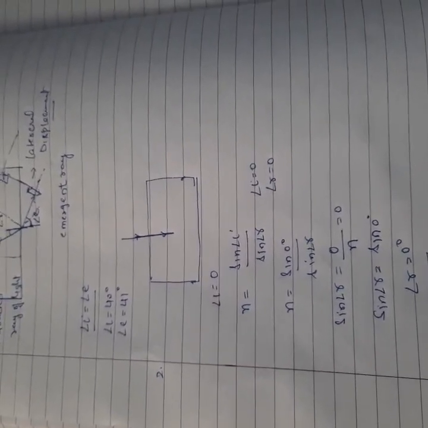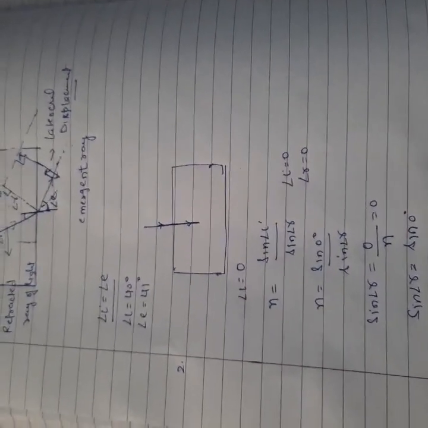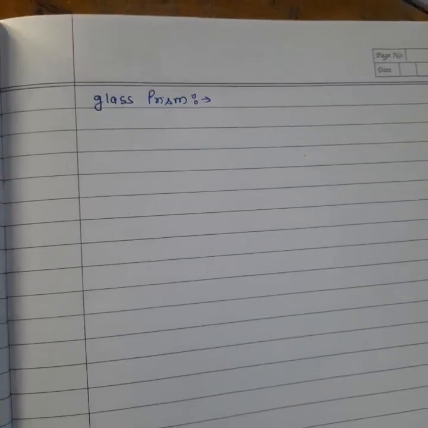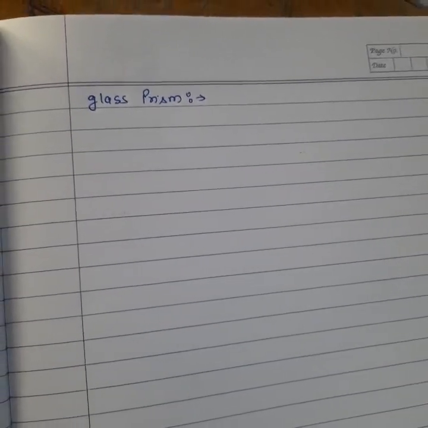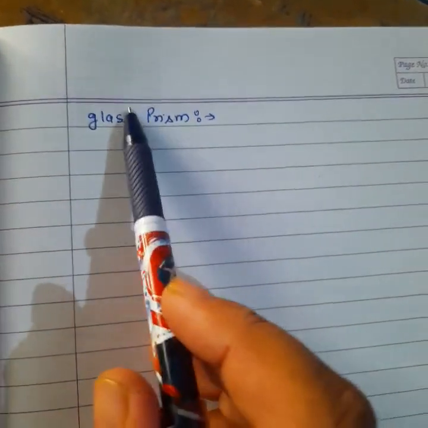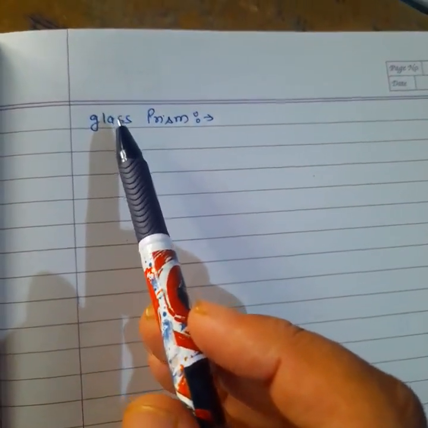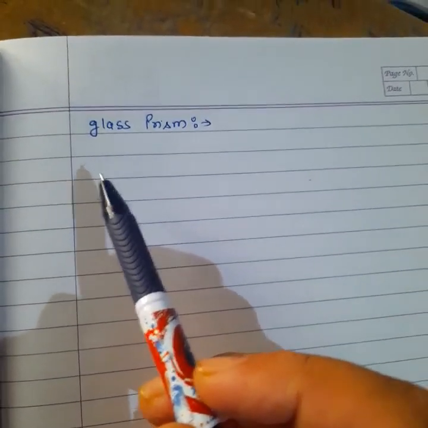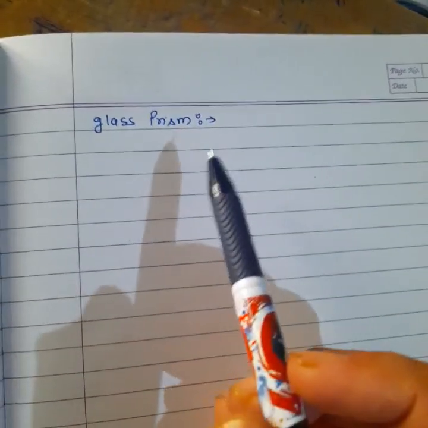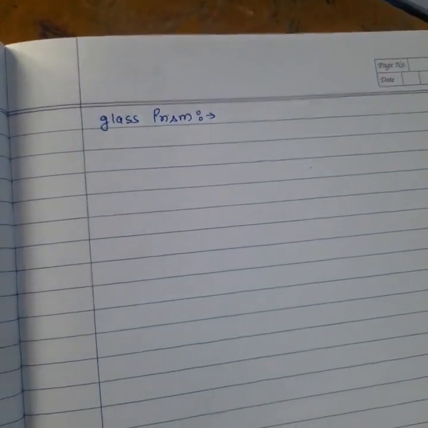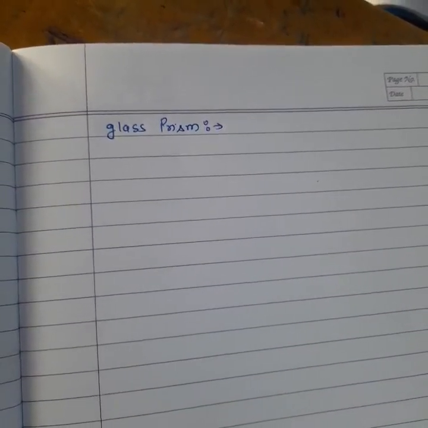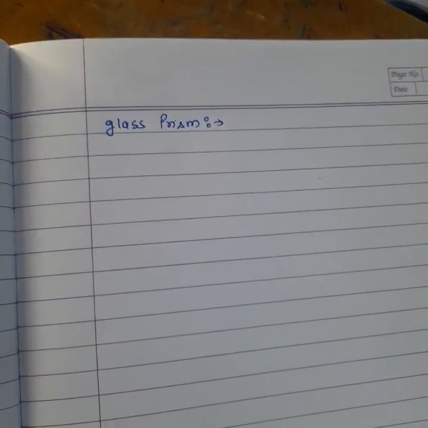Now I will discuss the glass prism. Okay, students, let us start. First of all, we will try to understand the meaning of glass prism. It is made of glass, so you can understand here the concept of medium. Air is the rarer medium in comparison with glass, so glass is the denser medium. In a rarer medium, molecules are very far from each other, and in a denser medium, molecules are very close to each other.